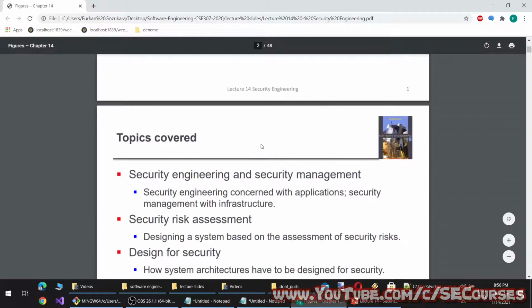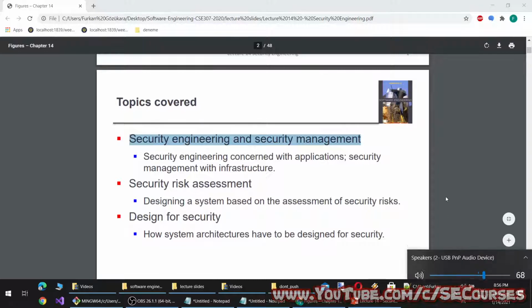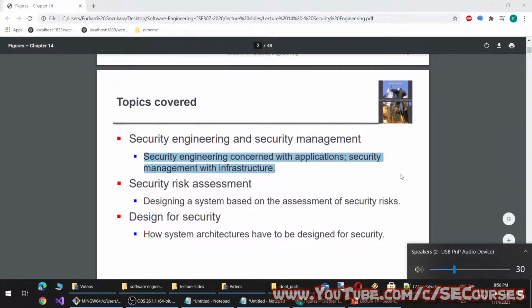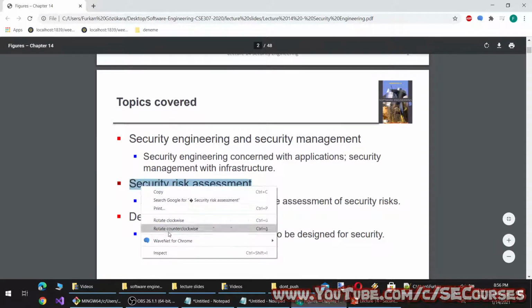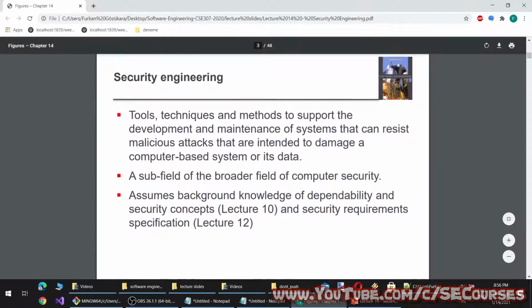Today's topic is security engineering, and we are going to cover these topics below. Security engineering and security management. Security engineering is concerned with applications, security management with infrastructure. Security risk assessment: designing a system based on the assessment of security risks. Design for security: how system architectures have to be designed for security.